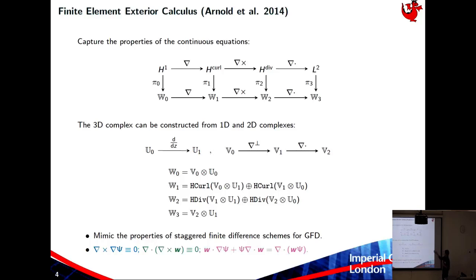And they're compatible, and they give these mimetic properties, which are actually analogous to the C-grid staggered finite difference techniques, preserving these vector calculus identities below. If you want to know more about that, we can have a chat about that later.